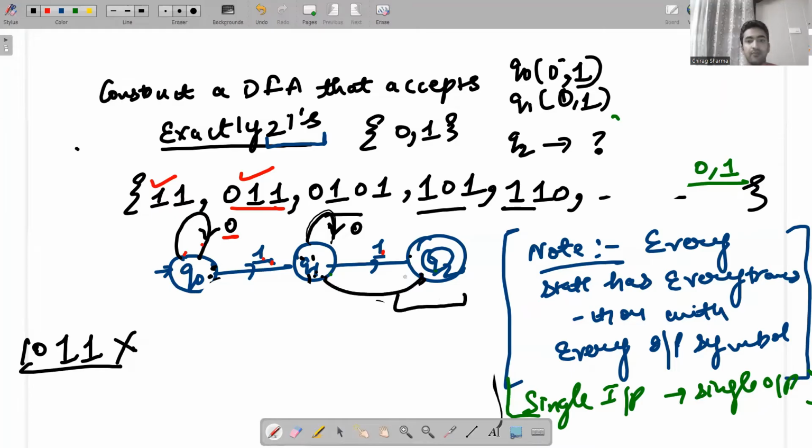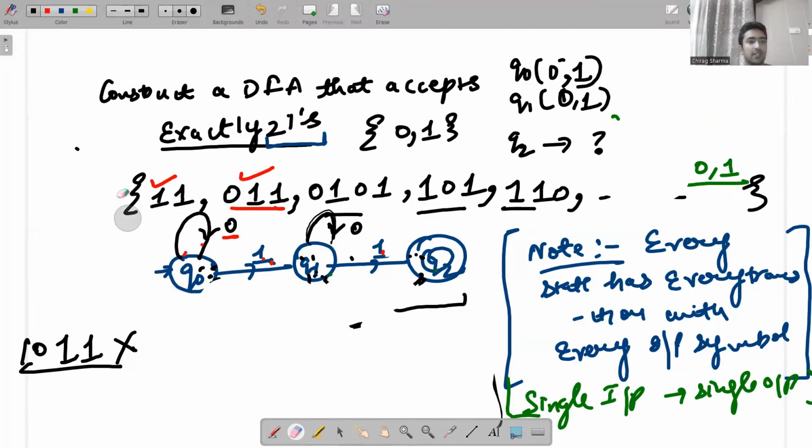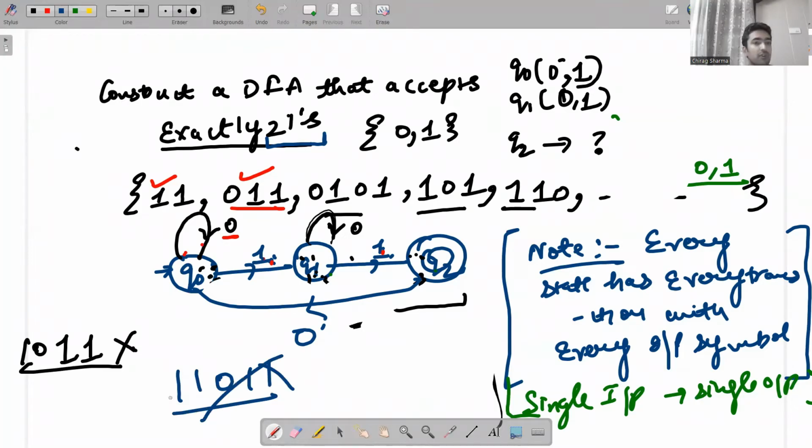So how are we going to go about this Q2 part? Even if you try it, put 0 over here, you will get 1 1 0 and ending with again 1, three ones, which is wrong. If you put 1 over here, again that would be 1 1, one from this side, one from this side, one from Q2 to Q1, and one from Q1 to Q2, four ones, wrong. So this step is definitely wrong, we don't need to do it. Even if I put 0 over here, that would be wrong too, because I'm going back to Q1, so it means 1 1 0 1 1, again four ones, which is wrong.